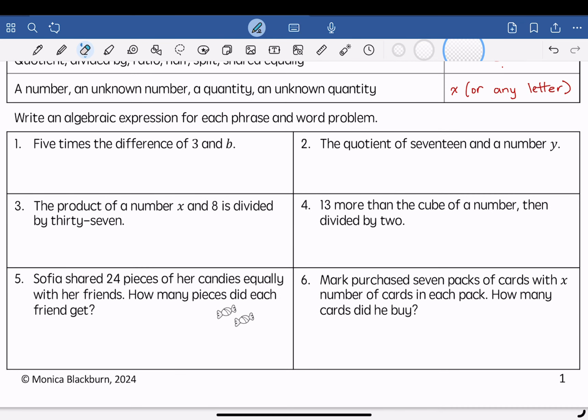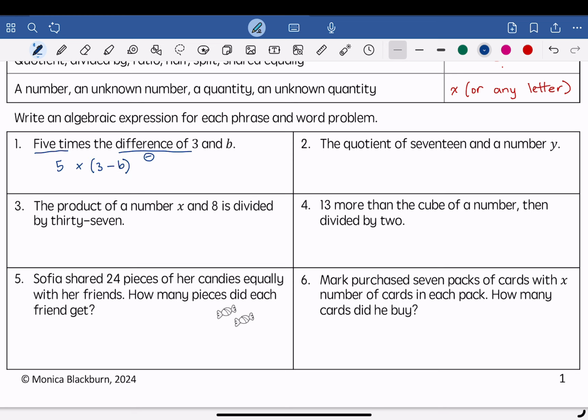So let's look at some examples. Write an algebraic expression for each phrase and word problem. So let's look at question 1. 5 times the difference of 3 and b. So 5 times the difference, which is subtraction, the difference of 3 and b. So the difference of 3 and b is 3 minus b.